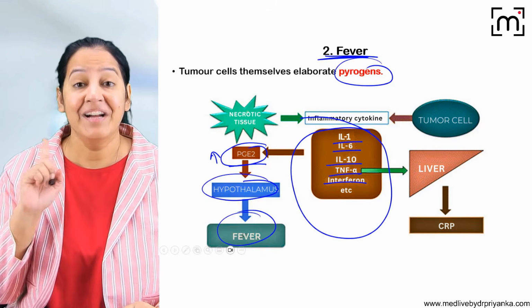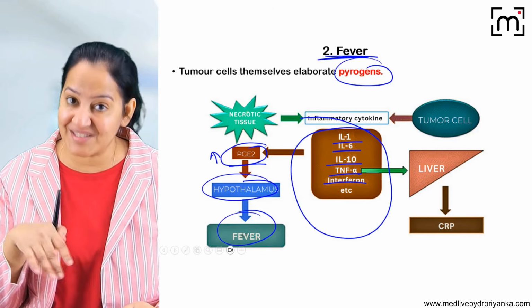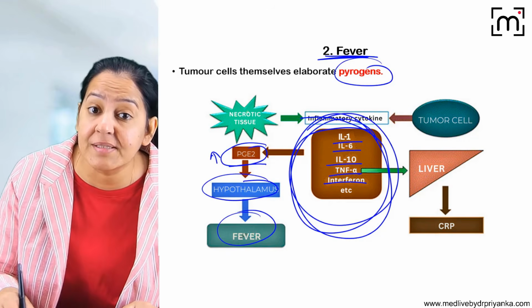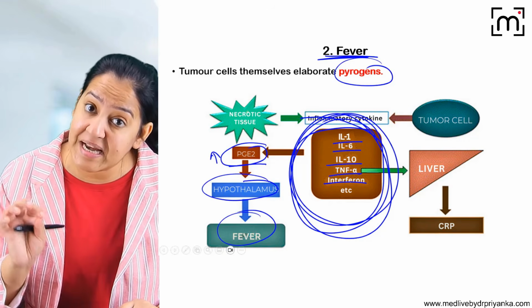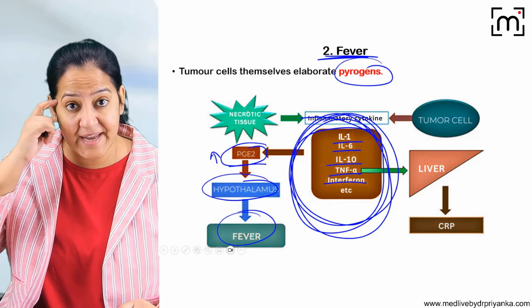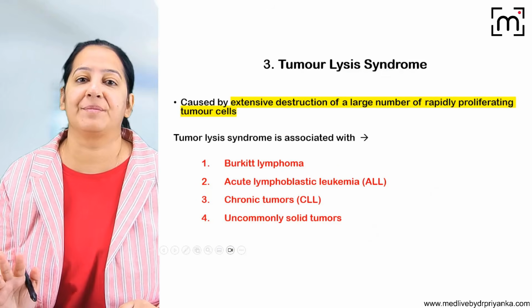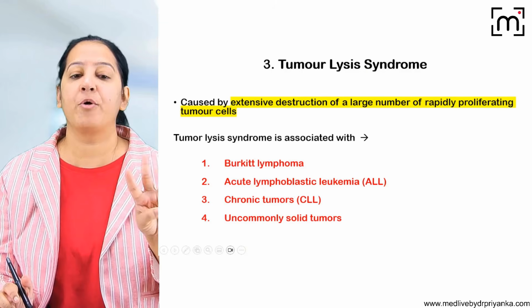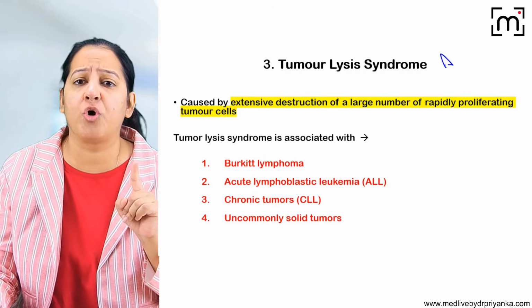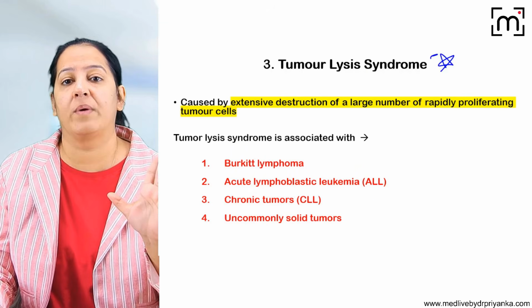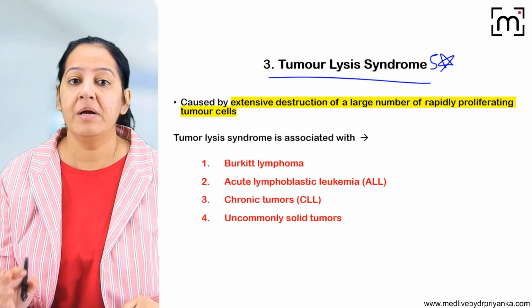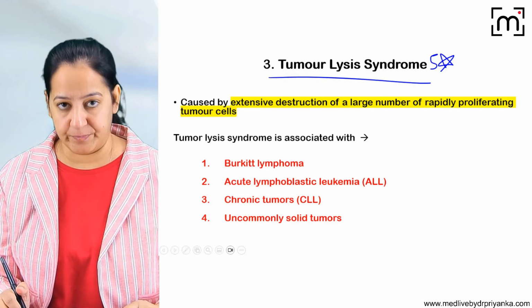In certain cancers, the cancer cells secrete the pyrogens that will increase prostaglandin E2, that will reset the hypothalamus temperature regulation and cause the fever in certain cancer patients. The third one is ultra important. You get a short note on this very frequently. So make a 5-star over it. That is tumor lysis syndrome. Let me explain what tumor lysis syndrome is.